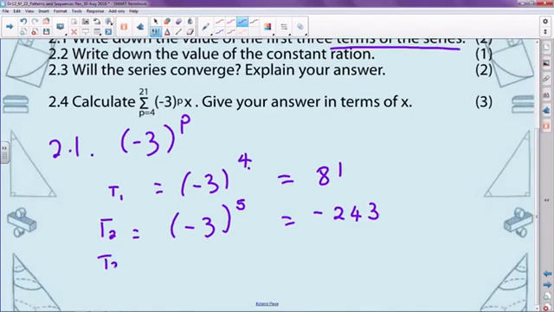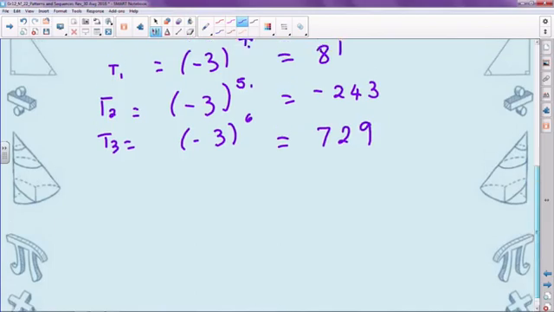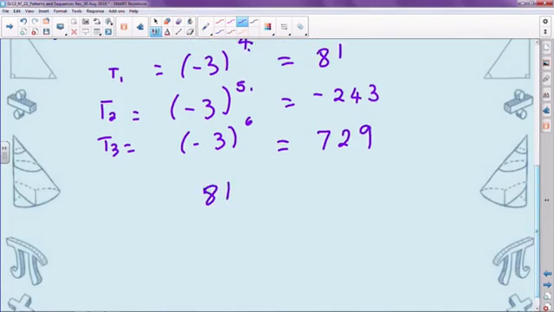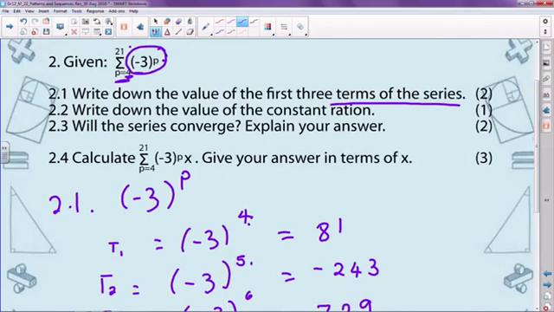And then for term 3, the same thing. We're now moving on. We started at when p is equal to 4, we move to p is 5, and now it's going to be the value when p is 6. And you'll get an answer of 729. So the first three terms of this series is 81, and then we've got minus 243 plus 729, and that's going to continue. All right, and it will actually probably be a negative. Okay, but you're basically going to just write down your first three terms using the fact that they gave you the formula for the series. Okay, and you're just simply substituting.